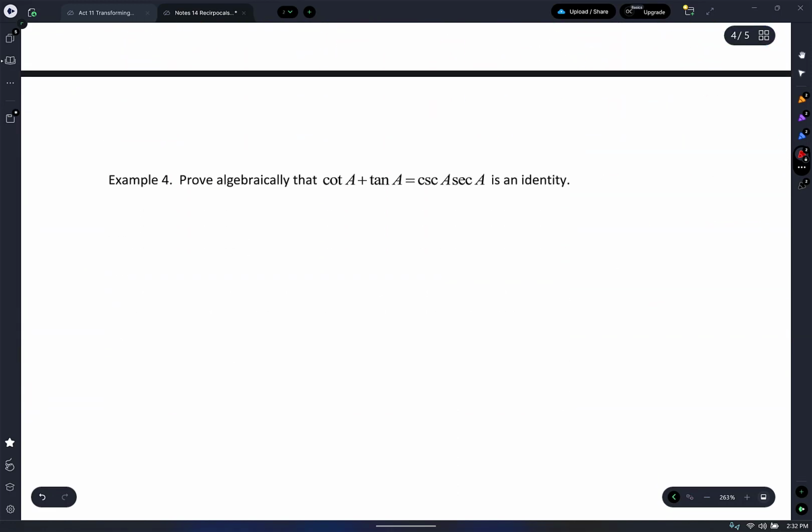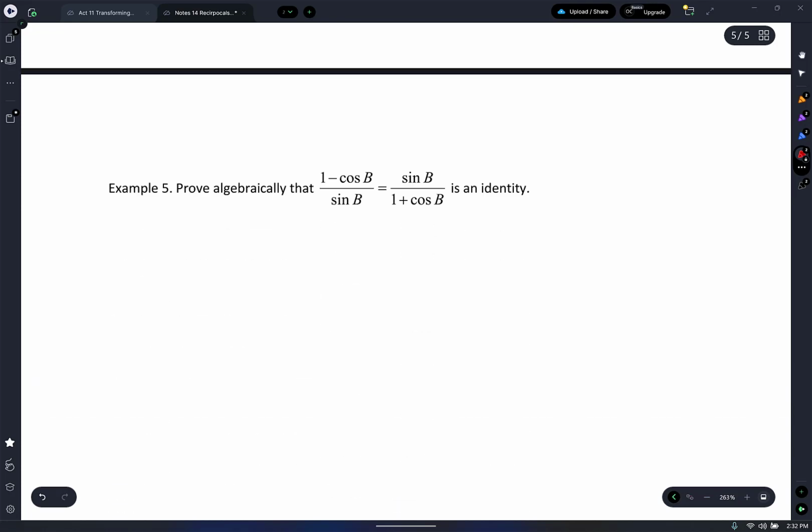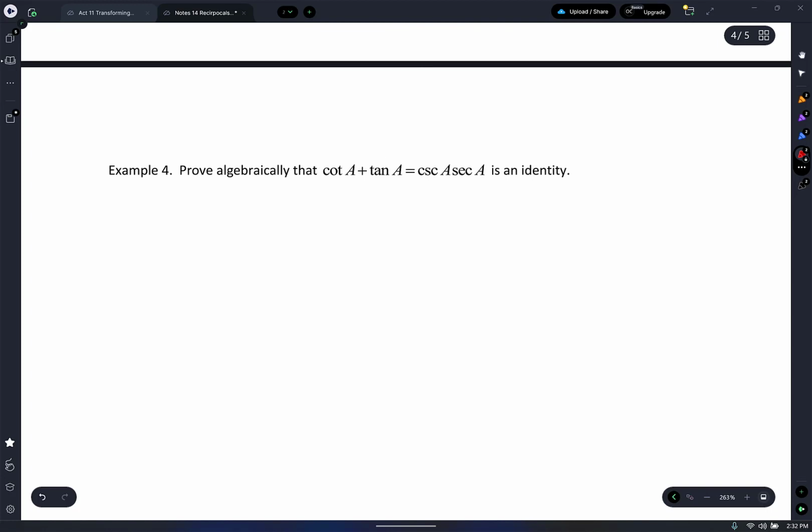Question number 4 is kind of fun. I kind of like that one. For example 4. Don't worry, we're almost done, guys. We got only 2 more examples. And then we'll do 2 together, or maybe even 3.